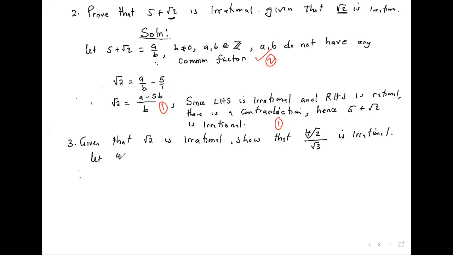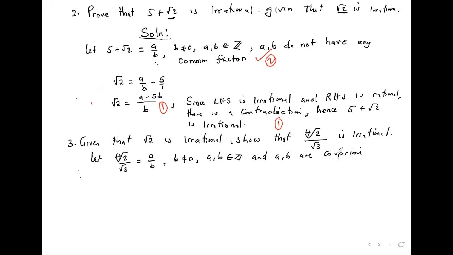Let the fourth root of 2 over √3 equal a over b, such that b is non-zero. A, b are integers, and a, b are co-prime. Saying co-prime and saying that they don't have a common factor is the same thing. Then after this statement, 2 marks. They're looking for 2 more.